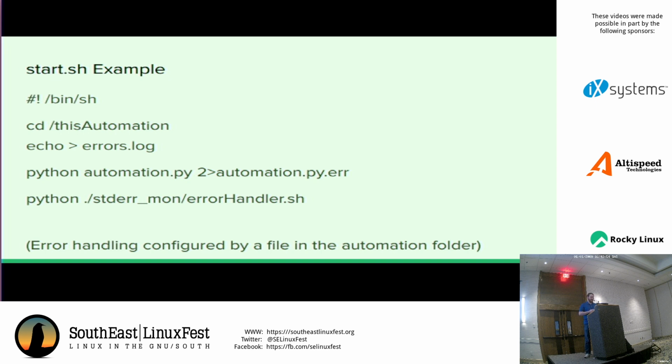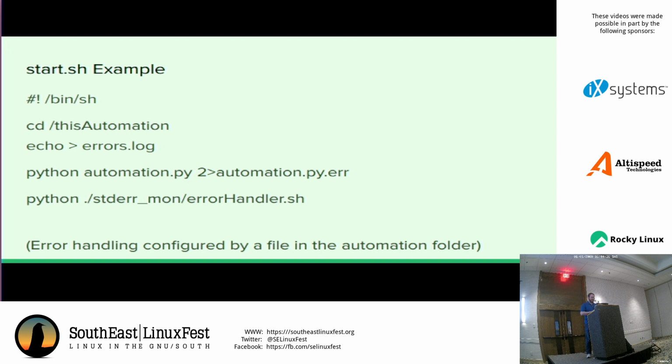Then we have a Python line that runs automation.py and uses the 2> symbol to redirect that out to a file. That's how you would access the standard error stream. You can also use > to redirect the standard out. And you can use both of those at the same time. And I've standardized on redirecting out to automation name.err for my error files. Then we next have a line that runs the standard error mon scripts. This is just my set of error handling scripts, which I'll get into more detail on how those work in a bit. That's the piece that I have a GitHub repo for.